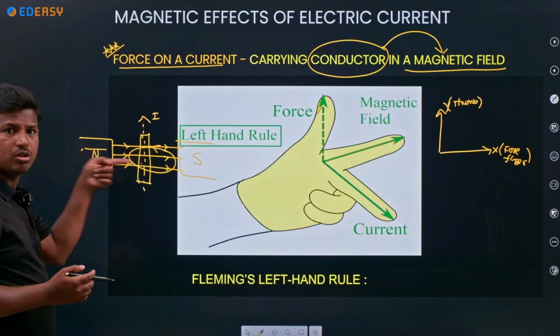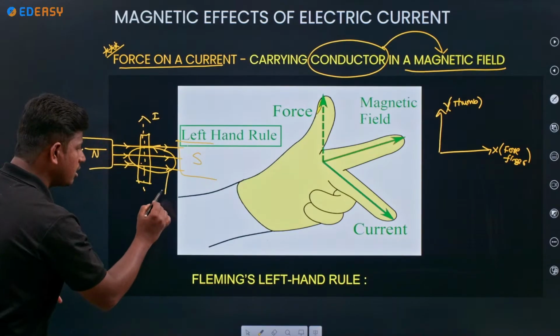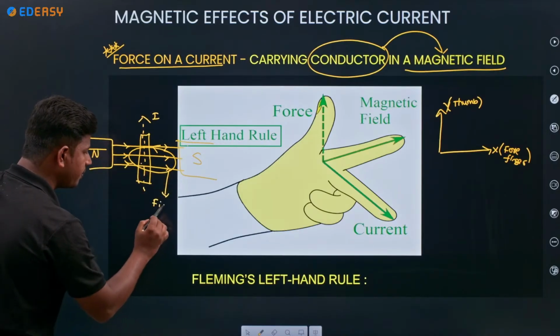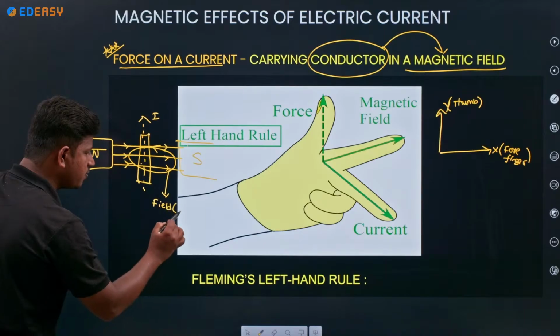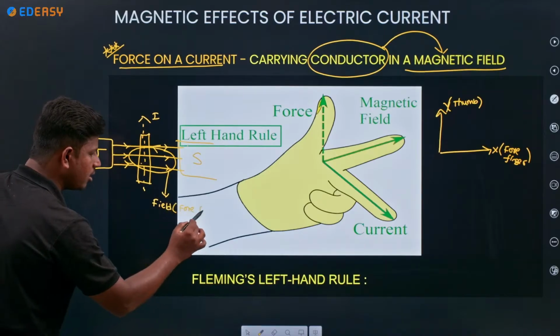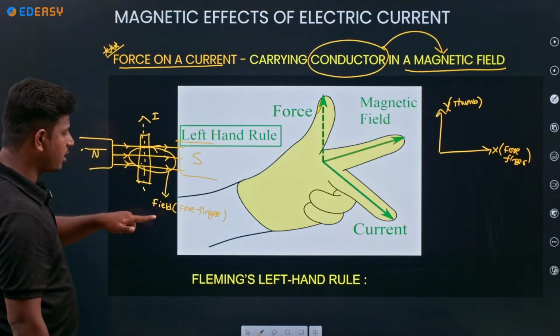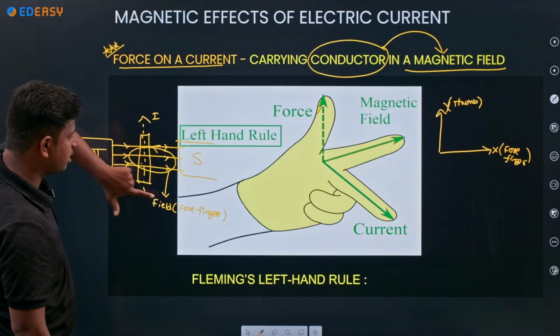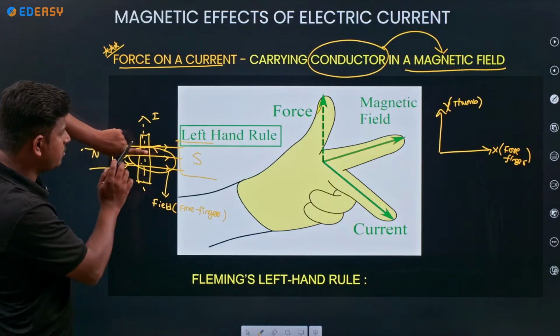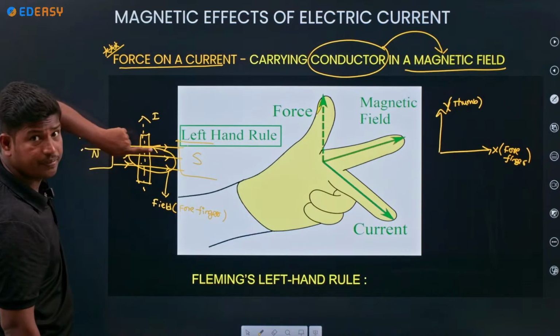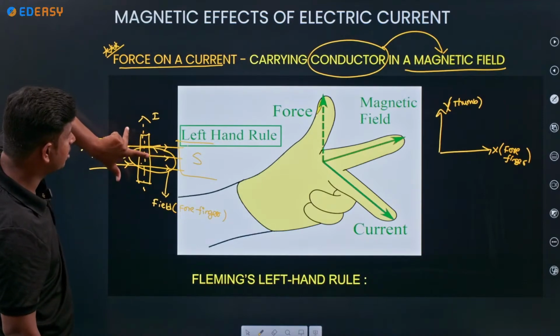See in the diagram: what is this, north pole to south pole on the x-axis? That is the field. So the field is the forefinger. Which finger do I have to represent the field with? The forefinger. Field, then current.